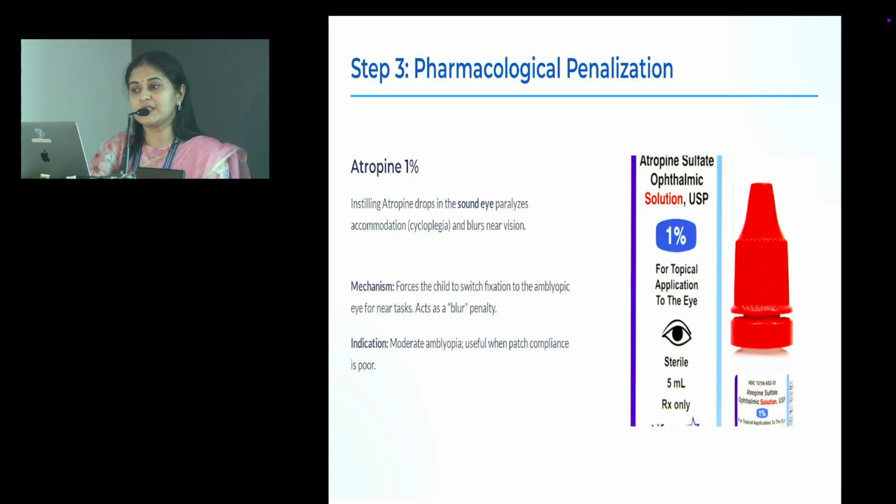Second one is pharmacological penalization, atropine 1%. Atropine drops in the sound eye paralyzes the accommodation, that is cycloplegia, and blurs the near vision. And it forces the child to switch fixation to the amblyopic eye for near task. Indications: moderate amblyopia. Also, when the child is not compliant to the patch, you are not getting a good result with your occlusion alone.